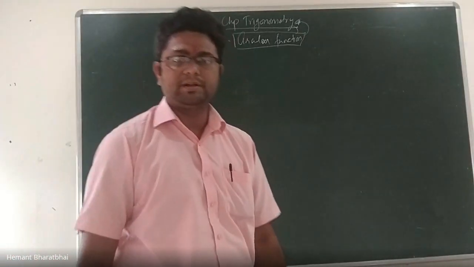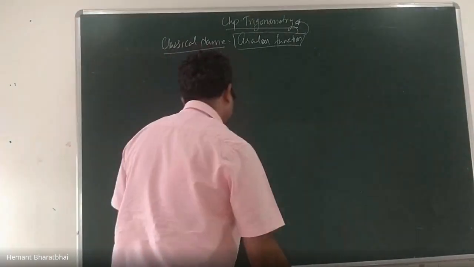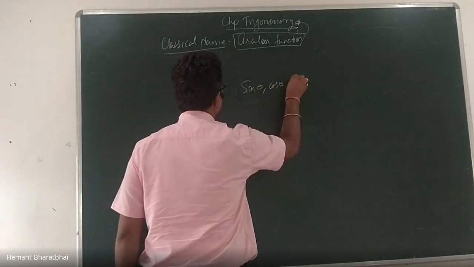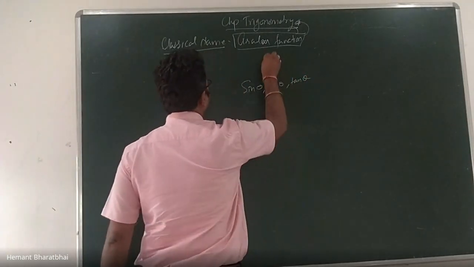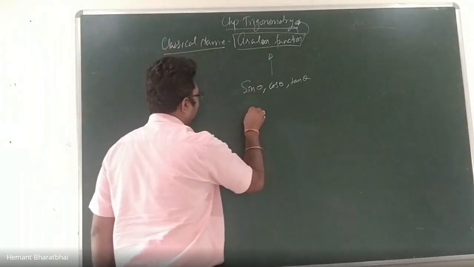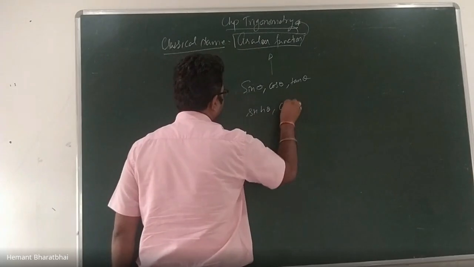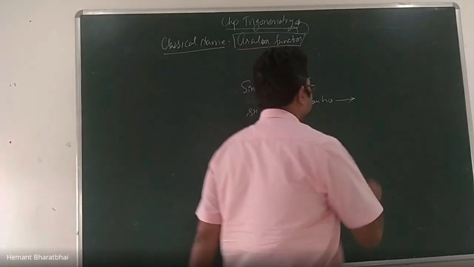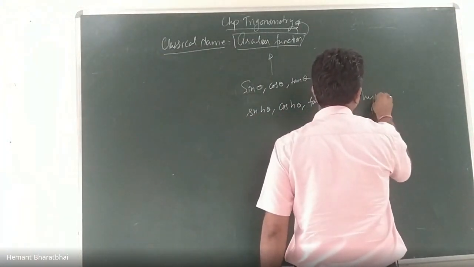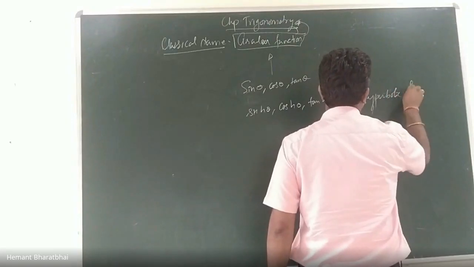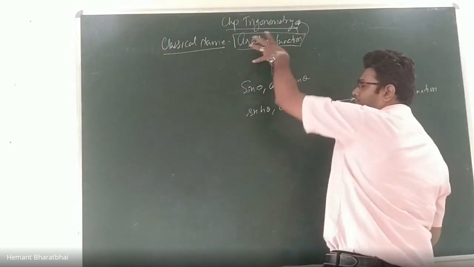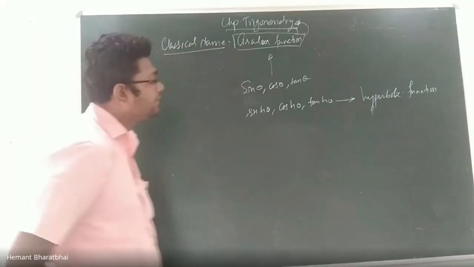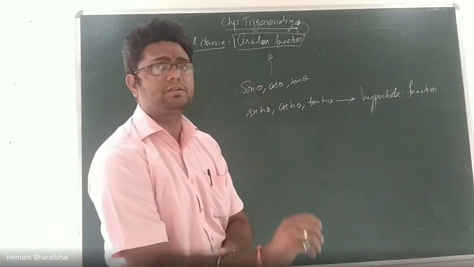There are two types of trigonometric ratios. One which we call the circular functions: sine theta, cos theta, tan theta, whatever you have studied in your 10th standard. Apart from that, we also have sine hyperbolic theta, cos hyperbolic theta, tan hyperbolic theta, and so on, and these are called hyperbolic functions. What is in our syllabus is the circular functions. Now we will try to understand why they are named circular functions.